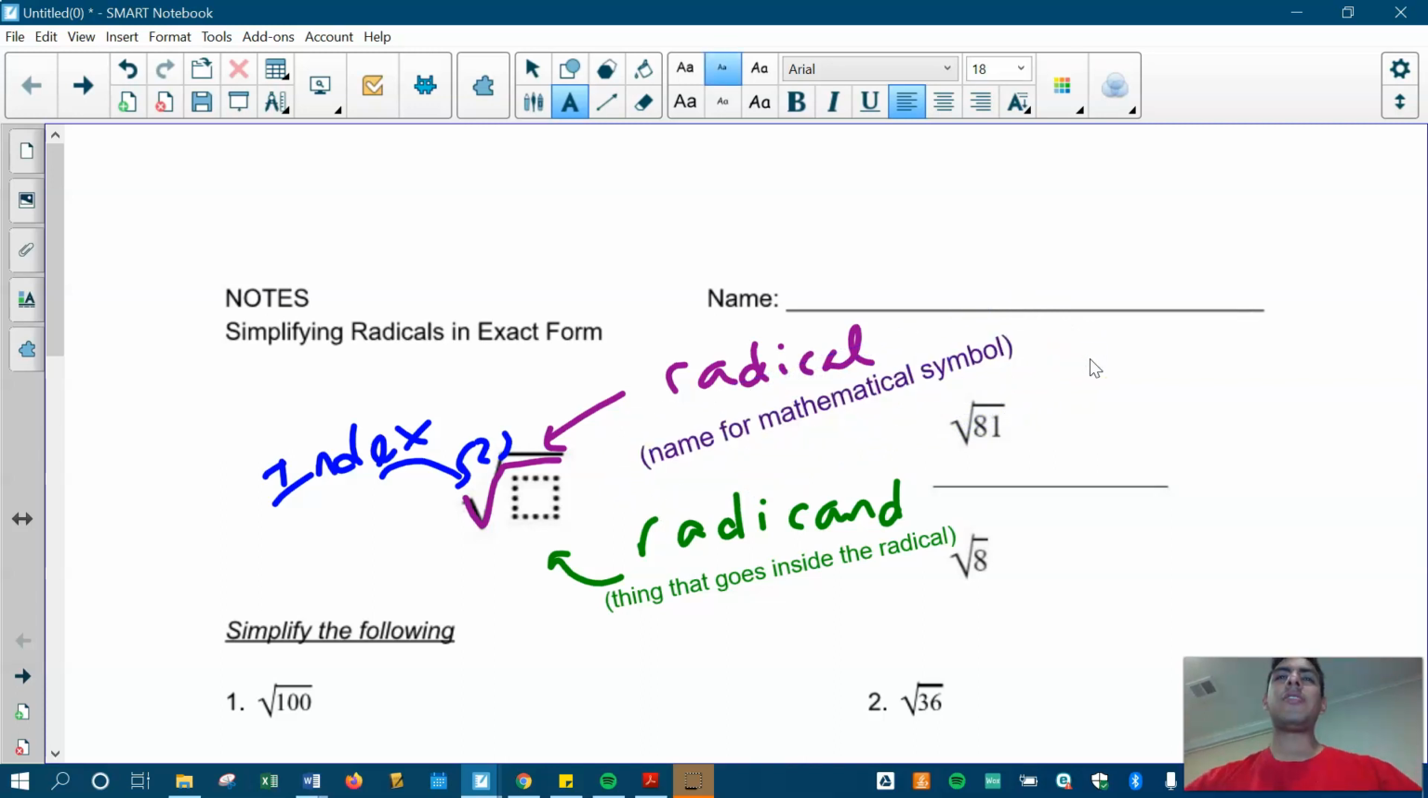Okay, but that's your terminology here. So a radical is a name for a mathematical symbol. A radicand is that thing that goes inside the radical. That number that's inside the tail is called an index.